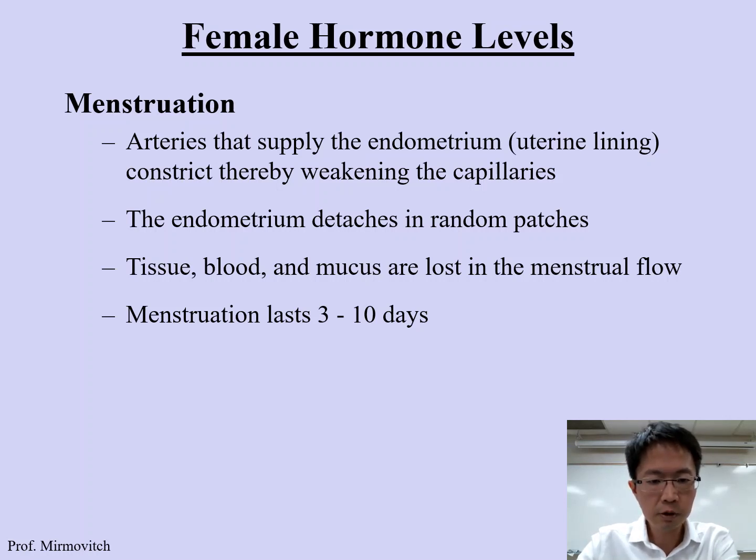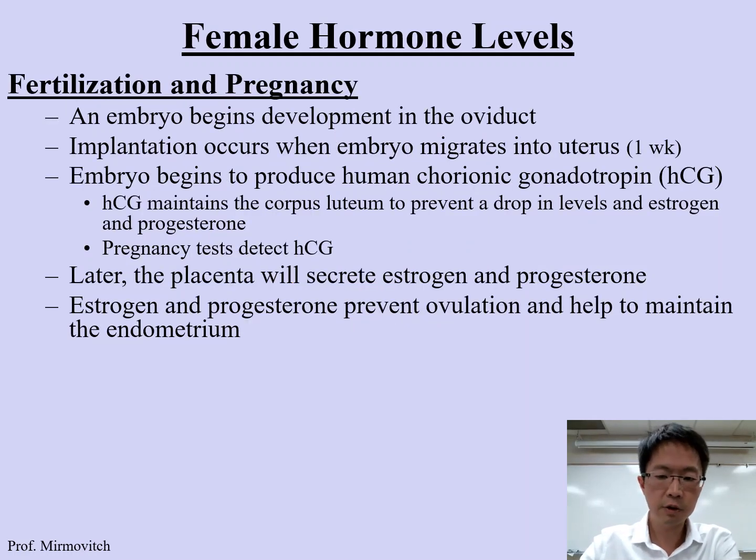So, for the uterine cycle, menstruation: the innermost uterine lining, the endometrium, constricts, weakening the capillaries. When the capillaries weaken, the endometrium will detach, and therefore tissue, blood, and mucus will be lost as the menstrual flow, usually lasting 3 to 10 days. This is the menstrual phase. You can call it menstrual phase or menstruation, just to be consistent. So what if you are pregnant?